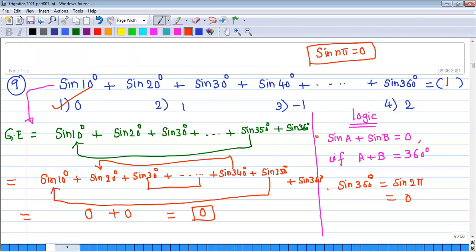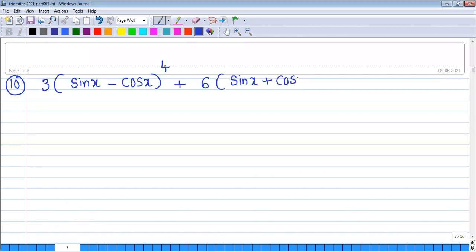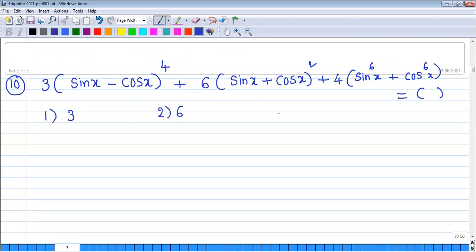So let us do the last problem today. Three times (sin x minus cos x) whole to the power of 4 plus 6 times (sin x plus cos x) whole square plus 4 times (sin x to the power of 6 plus cos x to the power of 6) equals to: first option 3, second option 6, third option 4, fourth option 13.